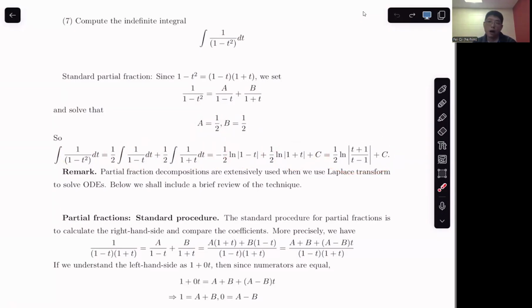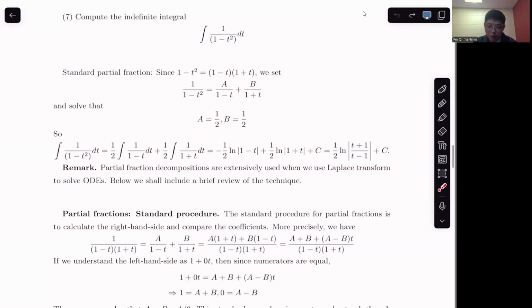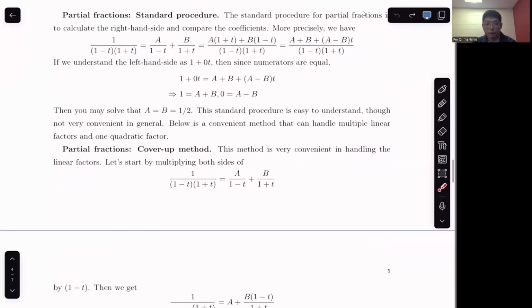Okay, so now let me explain how we carried out the calculation of A and B. There are multiple ways for us to do it. The standard procedure of partial fraction decomposition is to calculate the right-hand side and compare the coefficients. So here are the details. First of all, I started by setting 1 over (1 minus t)(1 plus t) to be A over 1 minus t plus B over 1 plus t. Now, let me calculate the right-hand side. The common denominator is obviously this guy.